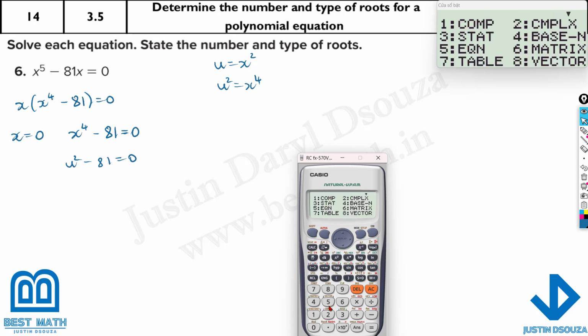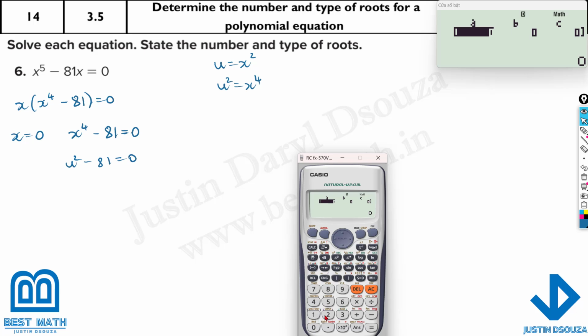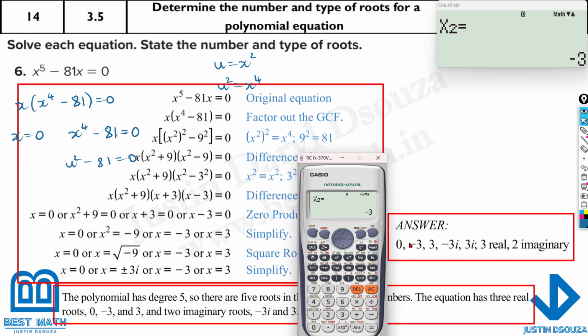Now again I'll have to use mode 5, 3 and it'll be 1, 0, but now write the solutions. 1 was 9, so you'll get plus or minus 3i, that is plus and minus. And then one more is minus 9, isn't it? So that will be positive or negative 3. So there are 5 roots. You can see here 0 is one of the roots we initially got. Then plus and minus 3, plus and minus 3i. So therefore you can count 3 real zeros, 0, minus 3, plus 3. And 2 imaginary, minus and plus 3i.